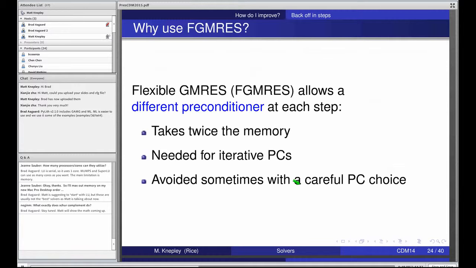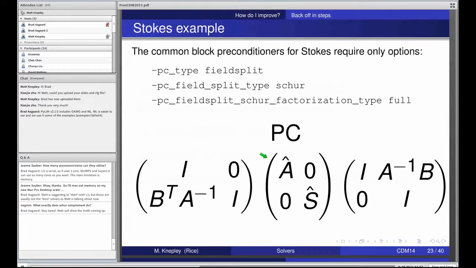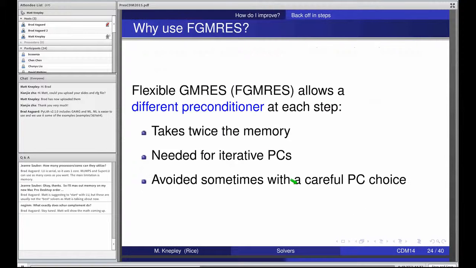So I just want to mention that when you're doing this field split stuff, it's advisable at the top level to use flexible GMRES rather than regular GMRES. What that means is that if you, for instance, use an iterative method for A here or an iterative method for S here that's not exact, then flexible GMRES will maintain the nice convergence rate where GMRES can start to stagnate.